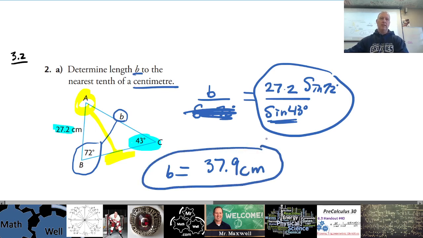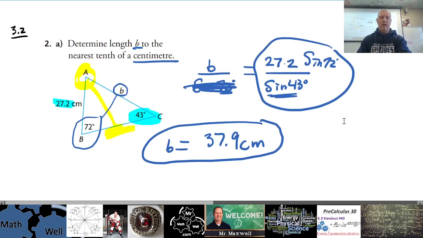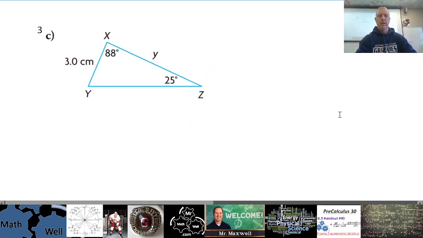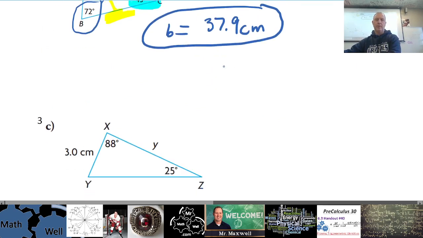So that, I think, is the answer for 2A. Double check that. Okay, so finally that was confirmed, that answer, by the way, 37.9 centimeters.